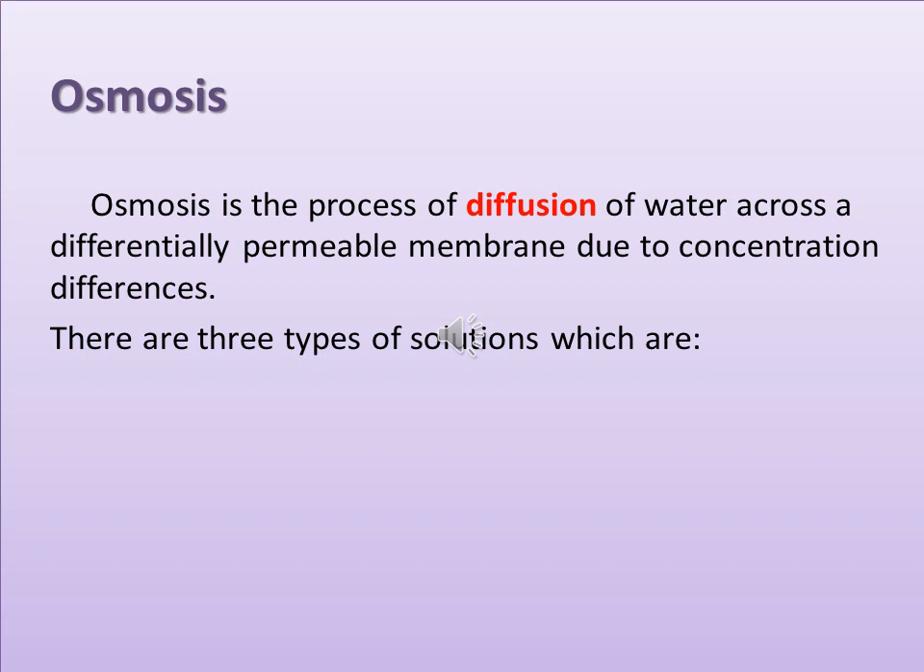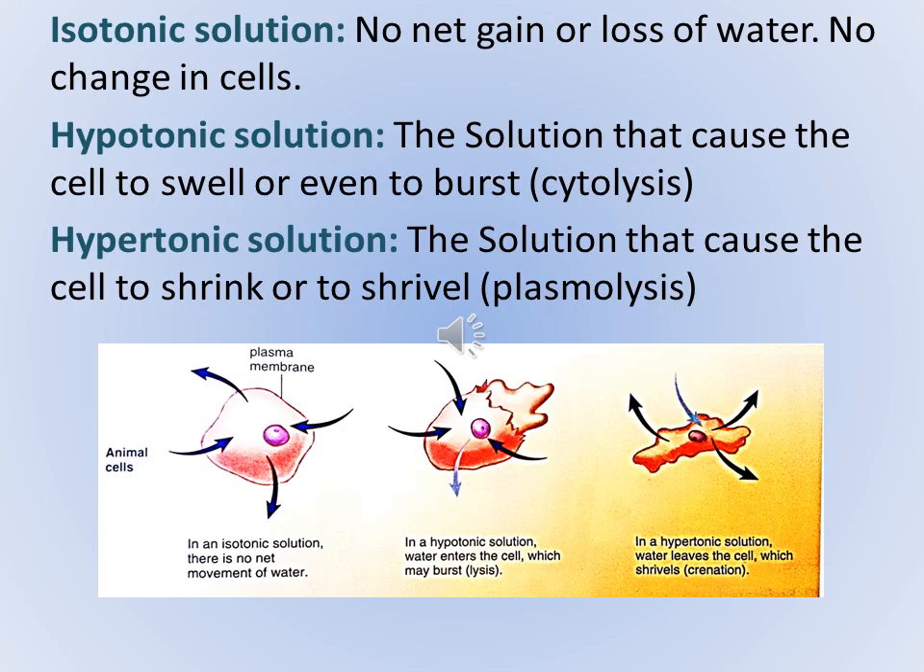There are three types of solutions according to the osmotic pressure: isotonic solution, hypotonic solution, and hypertonic solution. In an isotonic solution, there is no net gain or loss of water and no change in the cell. The concentration of solute and concentration of water inside the cell are equal to the concentration of solute and concentration of water outside the cell. So if a cell is placed in an isotonic solution, there is no change.